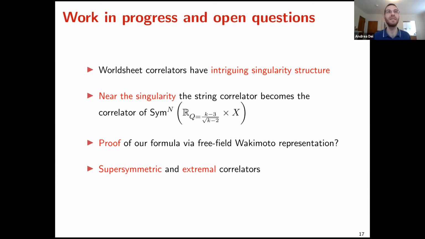And we find evidence of some contact with the dual CFT. And we find that the correlator we obtain looks like a correlator of the symmetric orbifold of some boson with background charge. And we would also like to turn all I said, not just into a conjecture with many tests, but into a full proof that might be possible via some free field realization. And this is also the main building block to compute supersymmetric and extremal correlators.